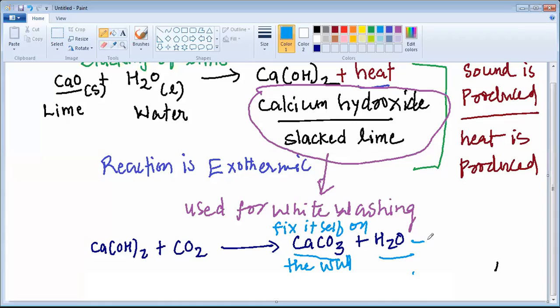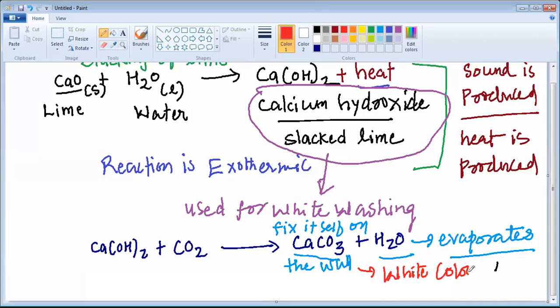Fixed itself on the wall. Whereas this H2O evaporates. And thus we have this calcium carbonate fixed on the wall, which gives the white color to the wall. And this is the process of whitewashing, my dear students.